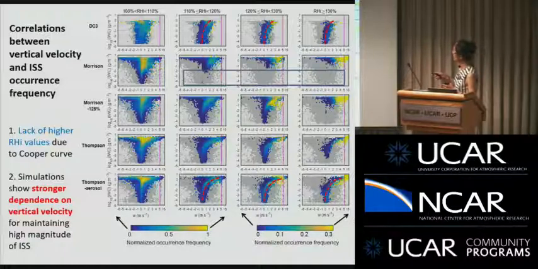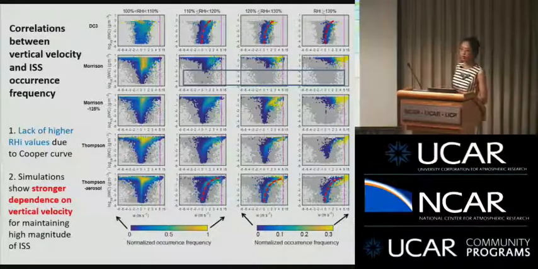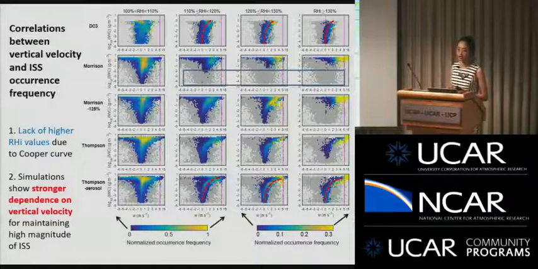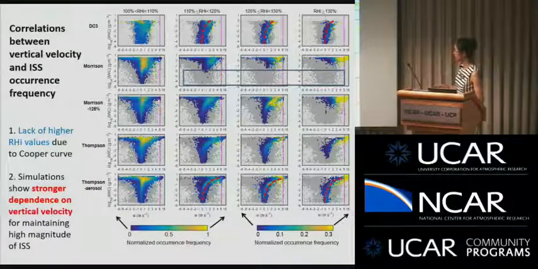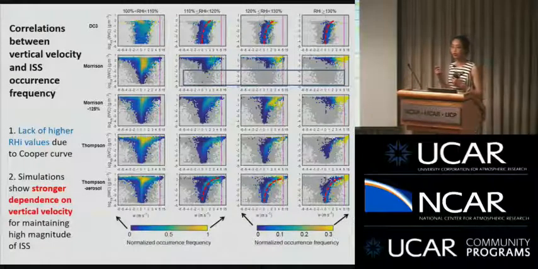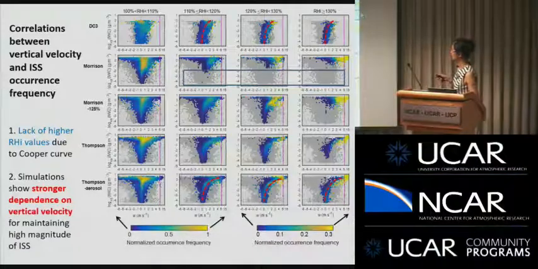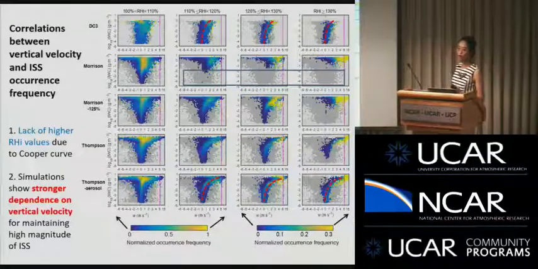But if you look at the correlation, which is highlighted by the yellow color where the high occurrence frequency of supersaturation occurs, with the x-axis being the vertical velocity, the slope of this red dashed line indicates how strong the correlation is. If you have a more tilted slope, like almost all of the simulations show, it means you have a stronger dependence on vertical velocity in order to generate the supersaturation. And another thing still, if you have Cooper curve parameterization initiated, there is a chance that there will be a lack of higher relative humidity due to the Cooper parameterization.